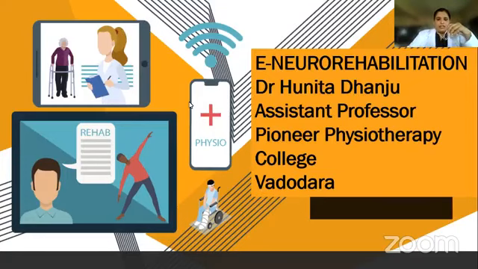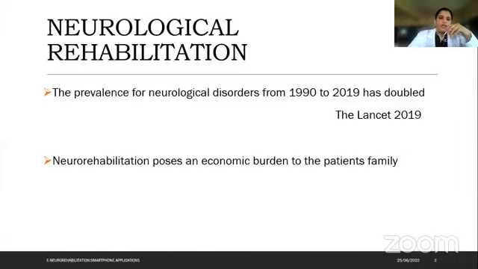So let us talk about neurological conditions like stroke, Parkinson's disease, Alzheimer's, dementia, cerebral palsy, traumatic brain injury, traumatic spinal cord injury. Now, it has been found in the Lancet 2019 study that the prevalence of neurological diseases and conditions has doubled. Now there are more neurological disease patients.